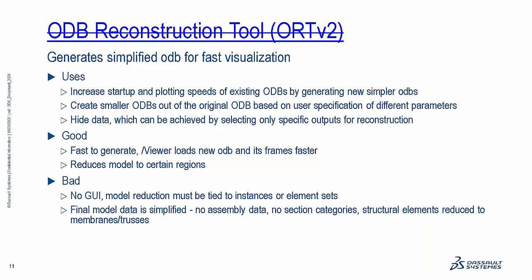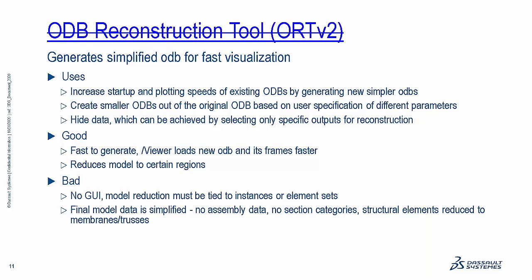So the upside to this tool is that it's fast to generate. Viewer loads the new ODB in its frames faster because you have the ability to carve out model data using this one. So you can specify that, okay, I only want 2 of the 20 instances. It also reduces the model to certain regions. So again, reducing the model to 2 instances instead of 20, for instance.